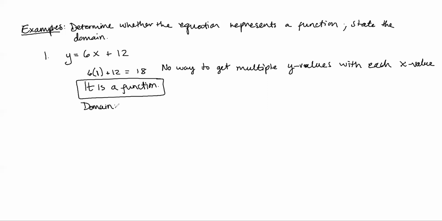Now for a linear equation, I could plug in a negative number for x, I could plug in 0 for x, I could plug in a positive number for x. There's no restrictions on what I can plug in for x here. So that means our domain is all real numbers. And as an interval, we write that as negative infinity to infinity. There are no restrictions on x.